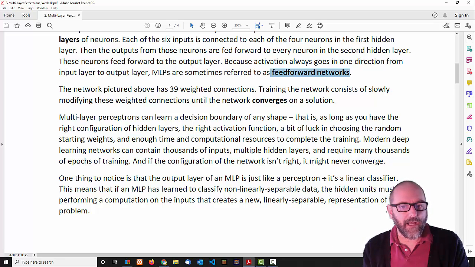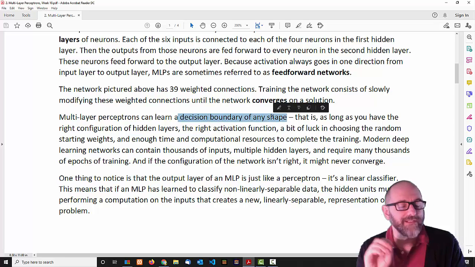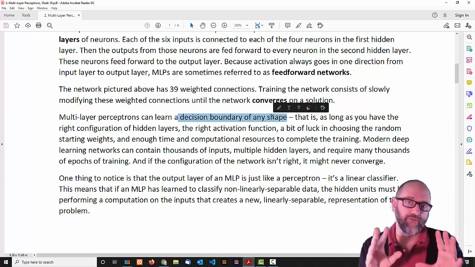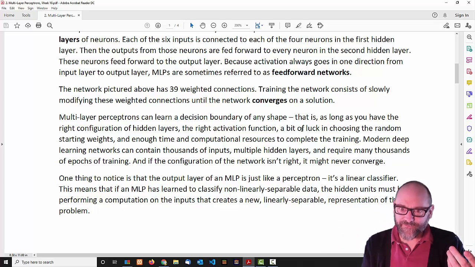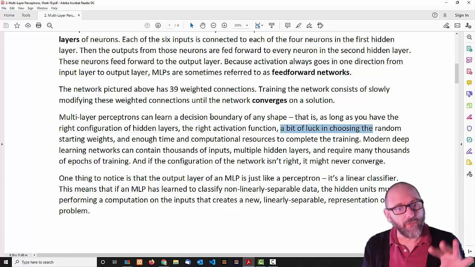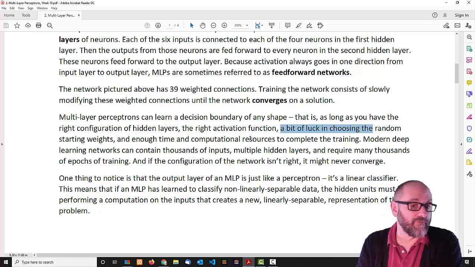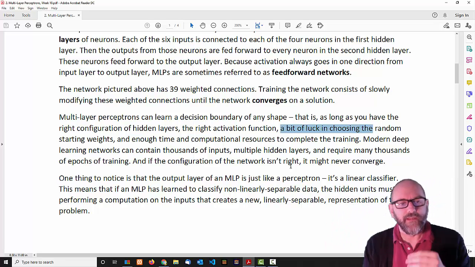So the output layer is a linear classifier. This is something else I wanted you to notice. What we know is that multi-layer perceptrons can learn a decision boundary of any shape. They're not just linear classifiers. As long as you have the right configuration of hidden layers, and there's a bit of an art to getting this right, and the right activation function, a bit of luck in choosing the random starting weights, so we usually start with small random weights, and enough time. If the stars align and the planets converge, then your network will converge. Converging means it comes to a solution that hopefully is a pretty good solution.